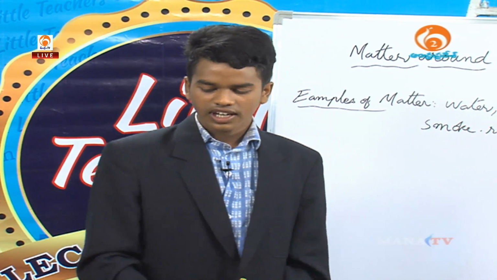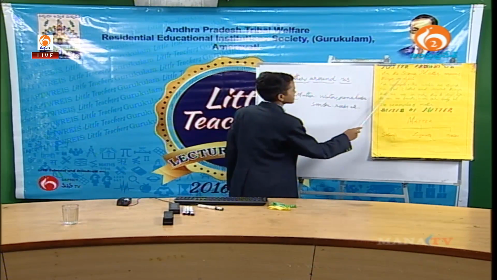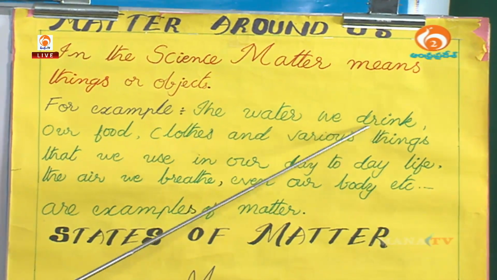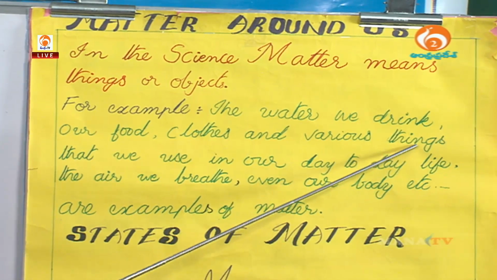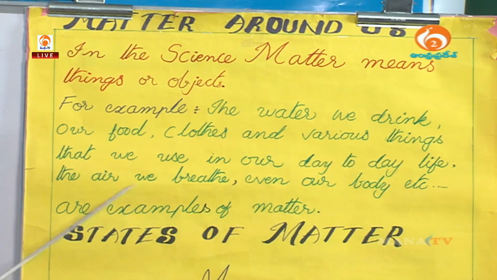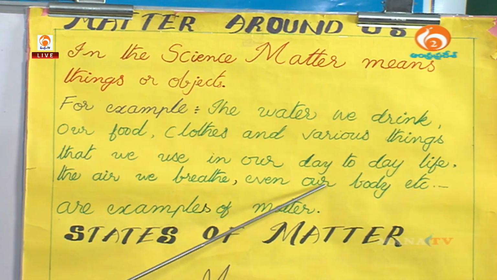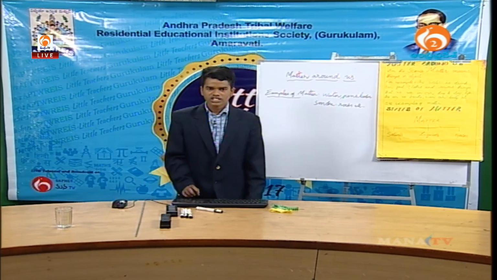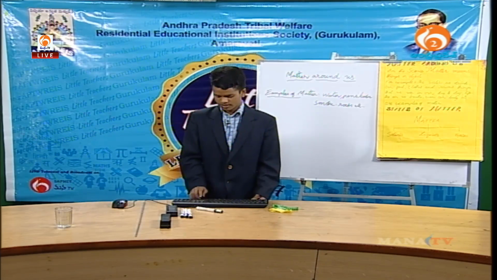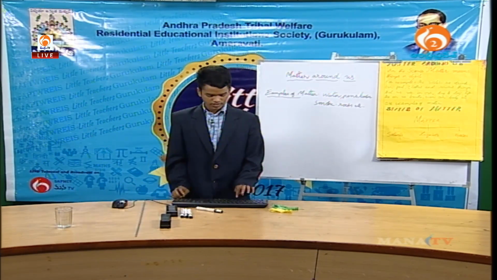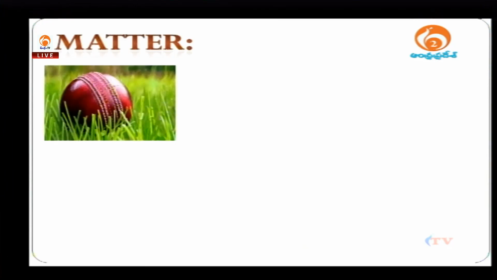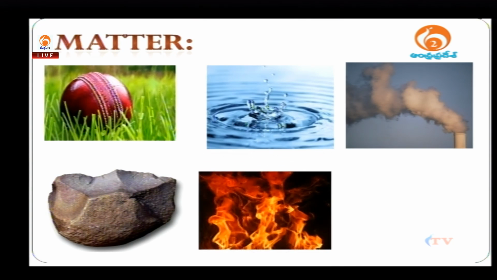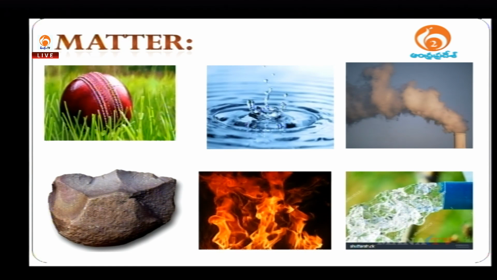In science, matter means things or objects. For example, the water we drink, our food, clothes and various things that we use in our day-to-day life, the air we breathe, even our body, etc. are examples of matter. Ball, water, rock, smoke, fire are all examples of matter.